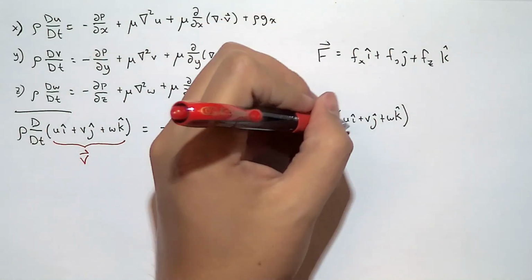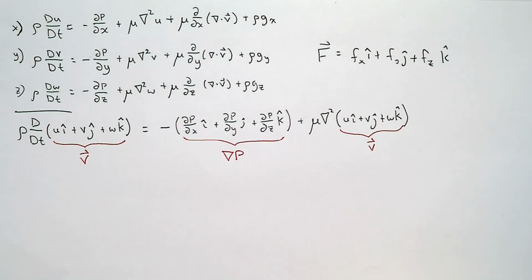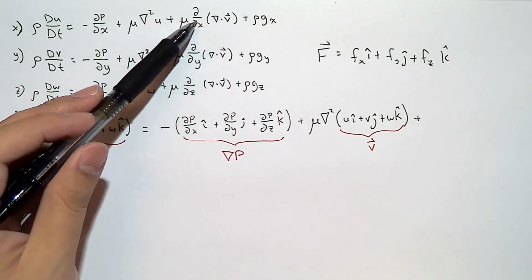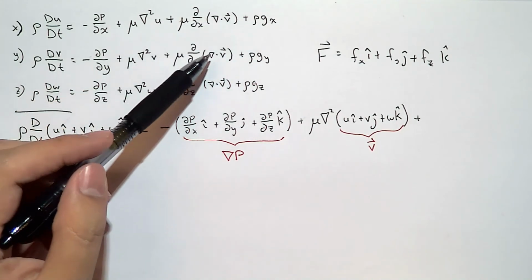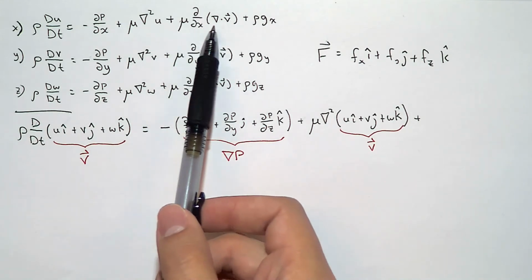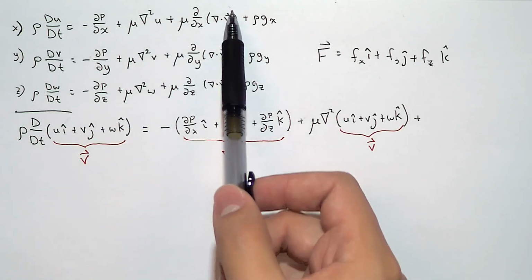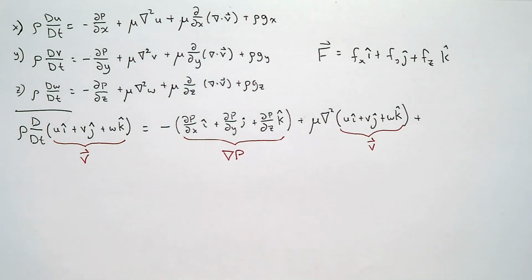And we already know that this is just our velocity vector. I'm going to have to, I think I have space. If I add mu ∂/∂x of something i plus ∂/∂y of something j plus ∂/∂z of something k, and here, remember that this divergence is a scalar, that's one thing. And two, for all these three terms, the divergence is exactly the same.